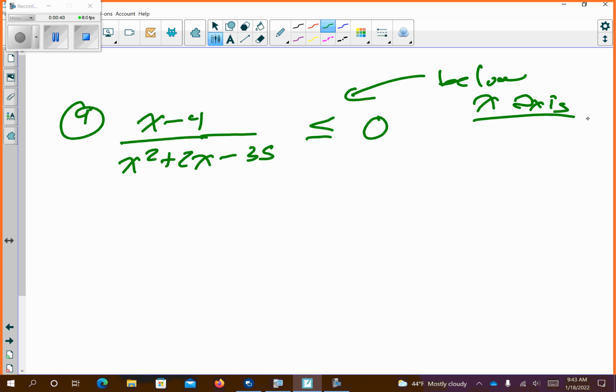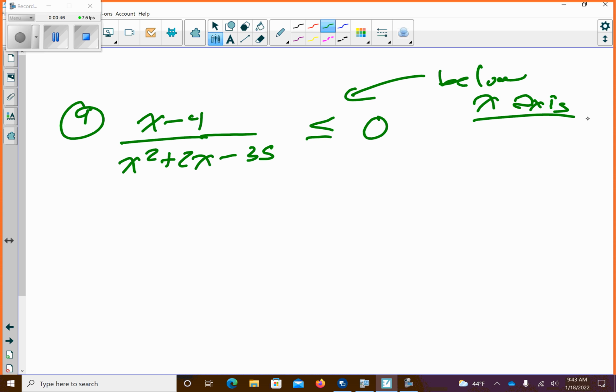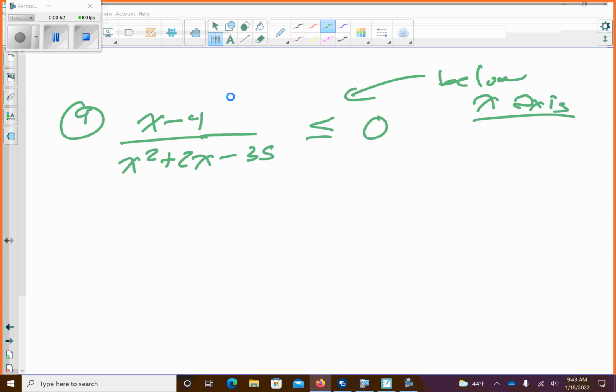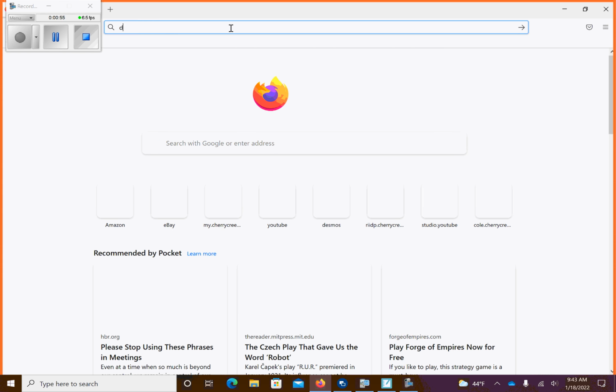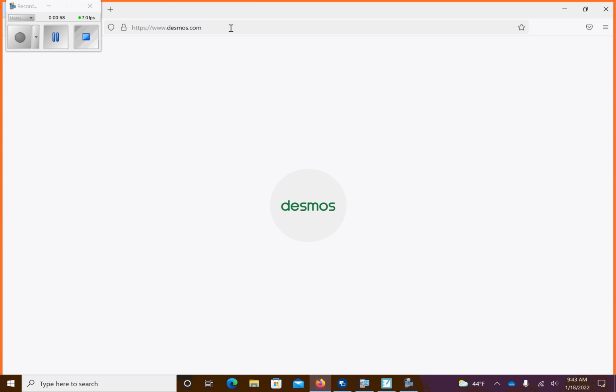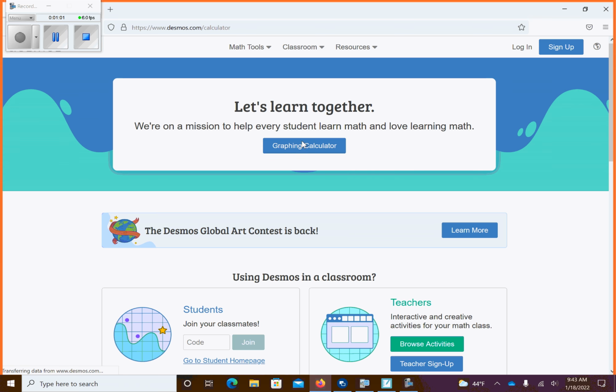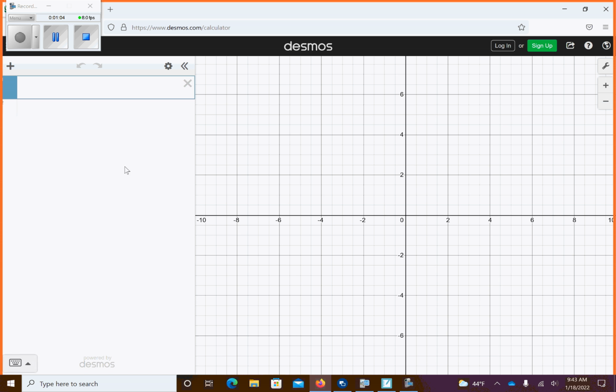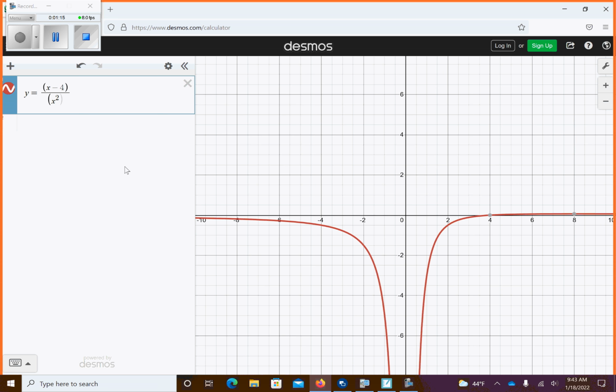jump on to Desmos. And again, friends, make sure that Desmos is on your phone. It's going to be useful for you. Let's jump on and see what Desmos has to offer us. Change your inequality sign and your 0, make it y equals. So y equals, in parentheses, x minus 4, close parentheses, divided by, and you can put this in parentheses. I don't know if it's necessary to put these in parentheses or not, but we'll just do it. Plus 2x minus 35.